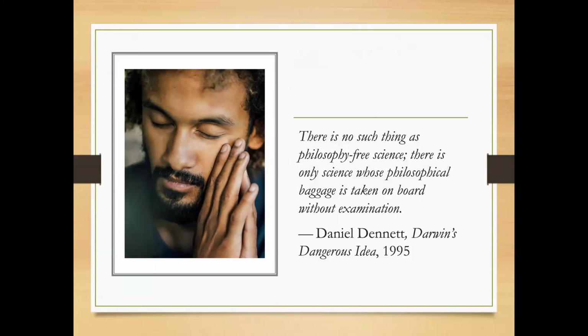All right. So this isn't any particular famous philosopher or even Daniel Dennett. This is just a very good picture I found that showed me sort of this level of thought that we need to bring to our endeavor. And so this quote says, "There's no such thing as philosophy-free science. There is only science whose philosophical baggage is taken on board without examination." Right. And so that means generally, if you just assume that science is completely objective and it has to be exactly the same way as how you've been taught, then you're not going to be using those tools properly.